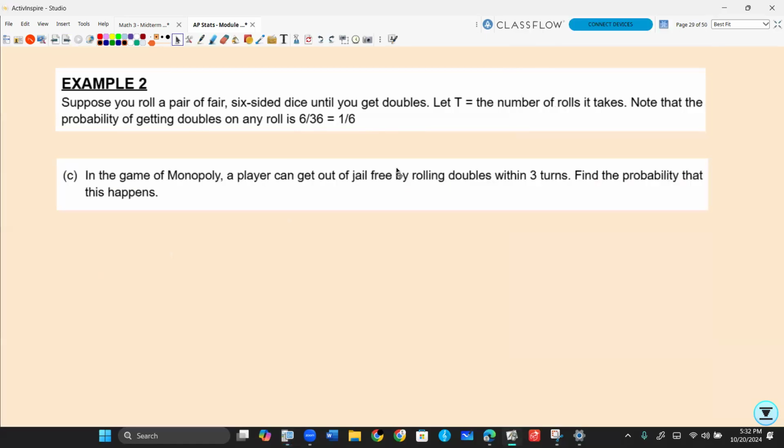Part C, in the game of Monopoly, a player can get out of jail free by rolling doubles within 3 turns. Find the probability that this happens. So within 3 means 3 or less. So we want to know what's the probability of T being less than or equal to 3. So in this case here, we want to do 3, 2, and 1. Remember, we stop until we get a success. So there's no zeros because we are going to do at least one attempt. If we get it right on the first attempt, it's just going to be 1 out of 6. So the setup of that's going to look like this.